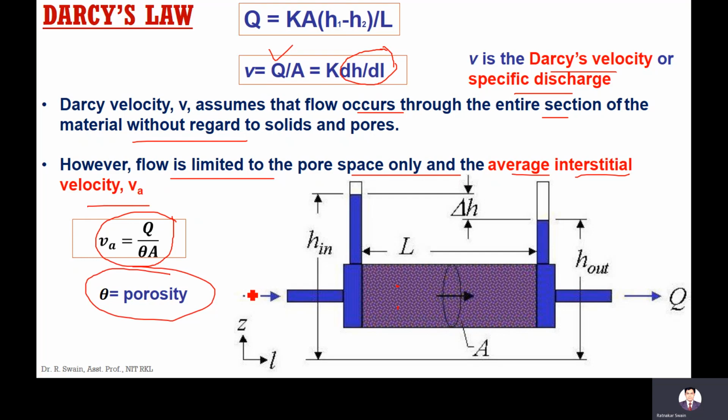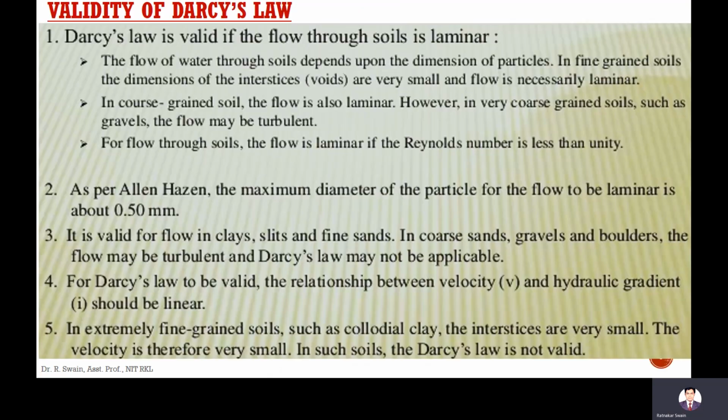So if we do not differentiate the pores and the solids, and consider the overall velocity of this soil mass, taken as discharge by area, then it is called specific discharge, or Darcy's velocity. If we take Q by theta A, that means it is the average interstitial velocity, where theta is the porosity. Okay, so this is about Darcy's velocity.